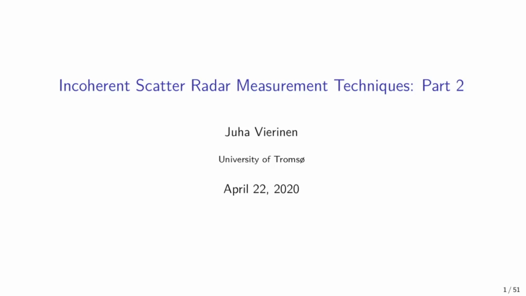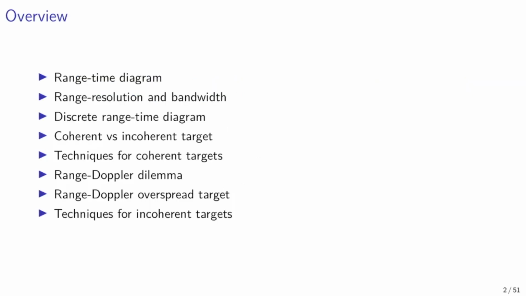These techniques are required when measuring ionospheric plasma parameters using incoherent scatter radar, due to the Range-Doppler overspread nature of ionospheric radar echoes. Here is an overview of the topics that I will cover in this lecture. I will first introduce the range time diagram. Range time diagrams can be used to model how a radar transmit waveform signal and the signal received by a radar receiver are related to the range time distribution of radar scatter.